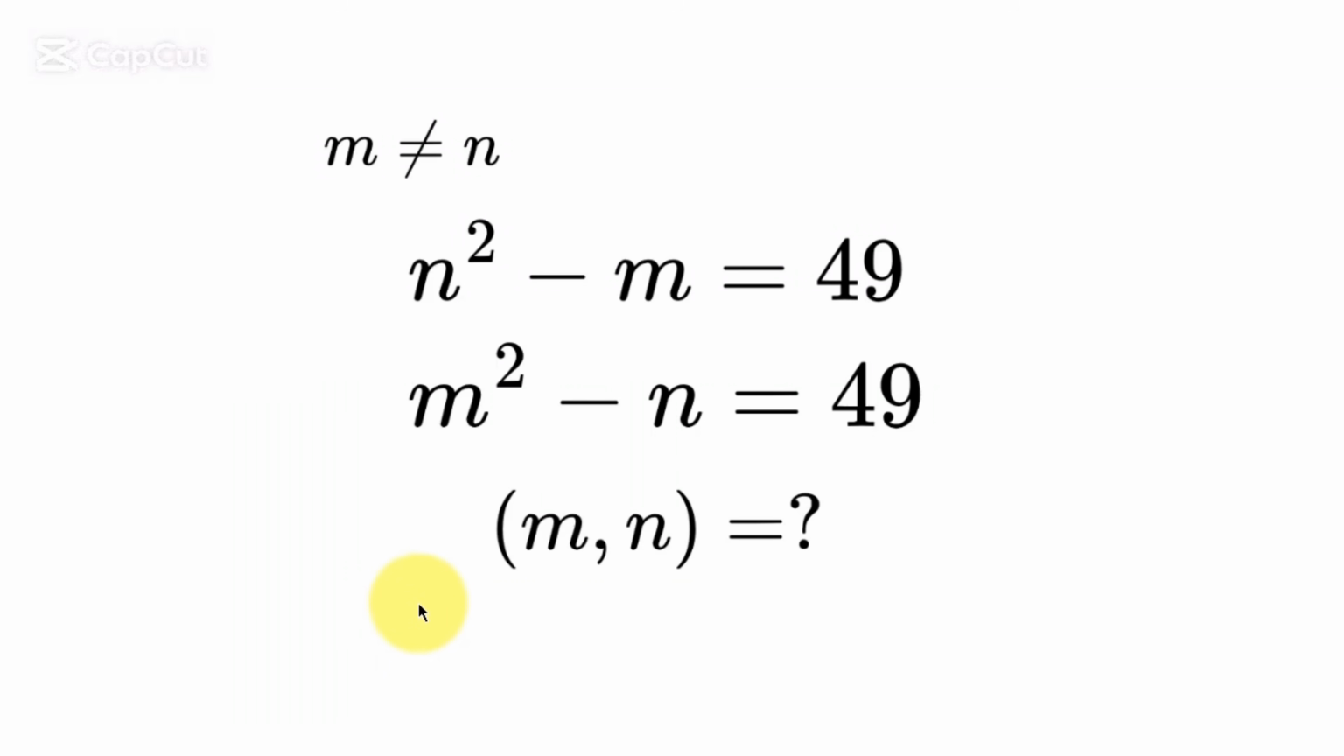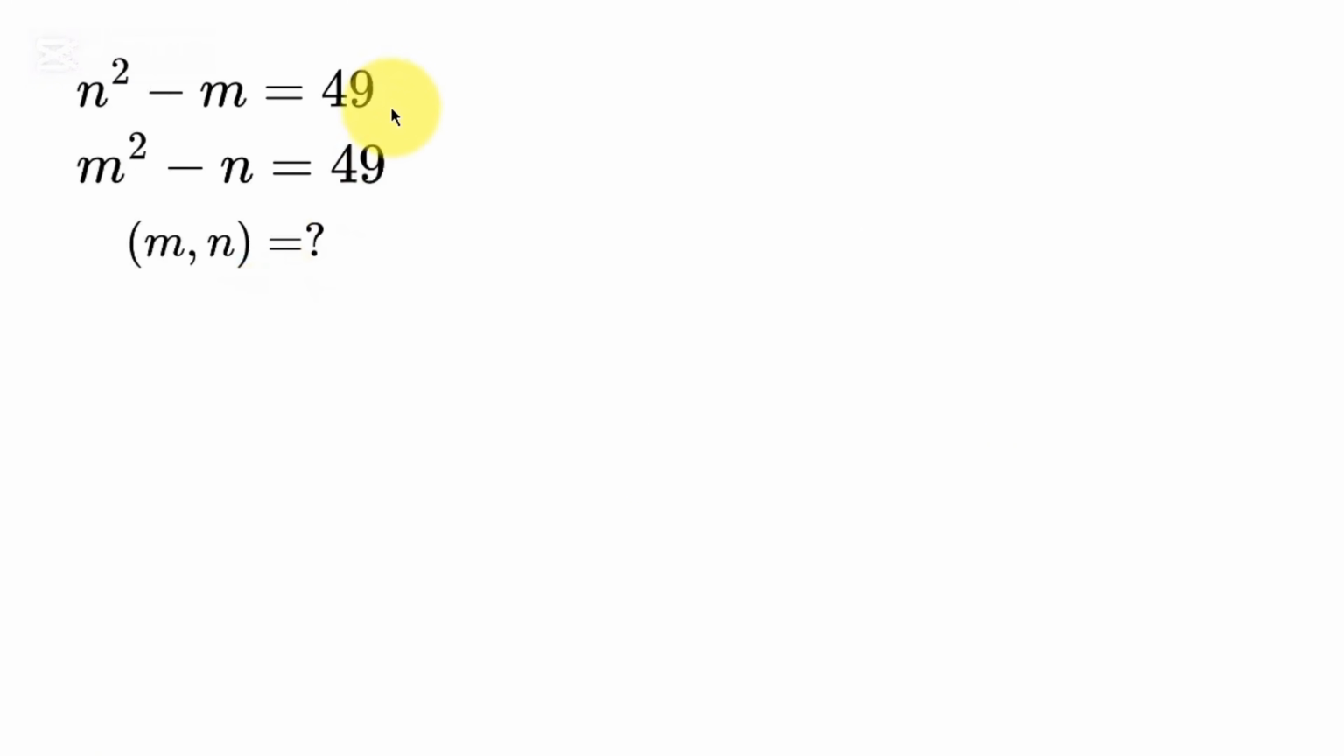In this video, we're going to find all real values of m and n that are not equal, such that n squared minus m is equal to 49 and m squared minus n is equal to 49. Let's go. We can call this equation 1 and call this equation 2. Now notice that the first equation is equal to 49 and the second equation is also equal to 49.